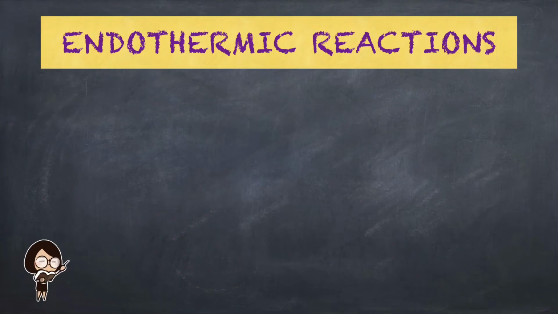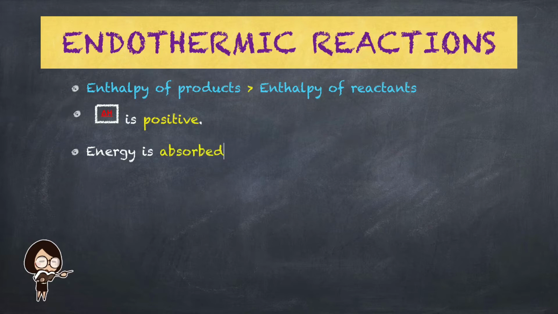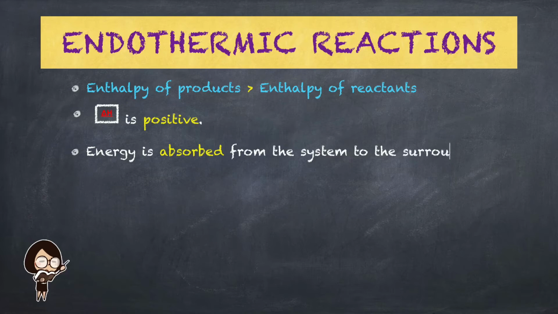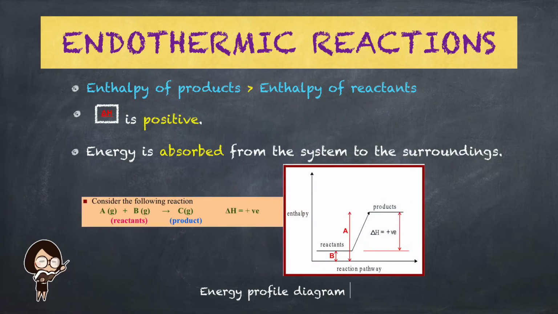Endothermic reactions. For endothermic reactions, the enthalpy of products is larger than the enthalpy of reactants. Delta H is positive. The energy is absorbed from the surroundings into the system. Here is the energy profile diagram for endothermic reaction.